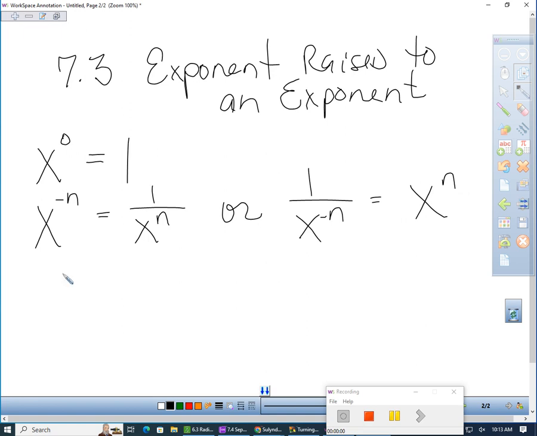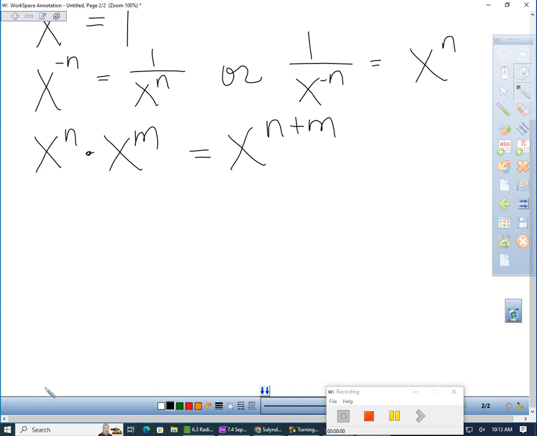7.2. If we were multiplying two things with the same base, so if I have x to the n times x to the m, we keep our base and we add our exponents. That was yesterday. Today, if I have a base with an exponent and it is raised to an exponent, we keep the base and we multiply our exponents.